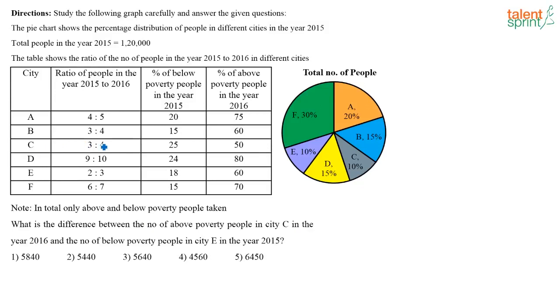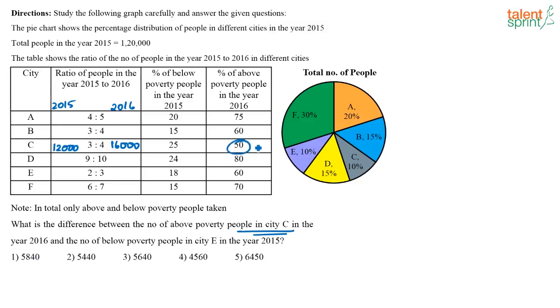So if you look at this city C, actually how much was the population? The population was 12,000. Now what would be the population? See, they are saying the ratio of population, 2015 population I am writing here, 2016 population writing here. So population in 2015 to 16 is in the ratio 3:4. So if this is 12,000, what is the population here in 2016? It's going to be 16,000, right? See, 12:16 will be 3:4. So this is going to be 16,000. So this I have got. Now what are they saying? What is the difference between number of people above poverty line in city C in the year 2016?